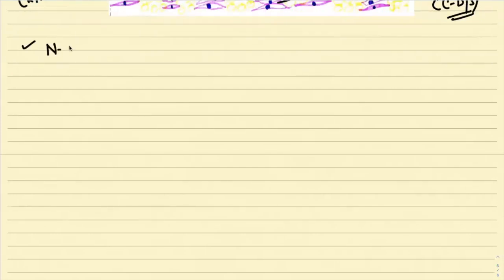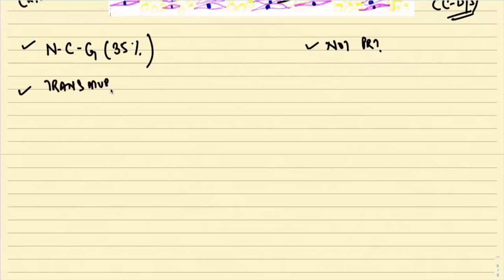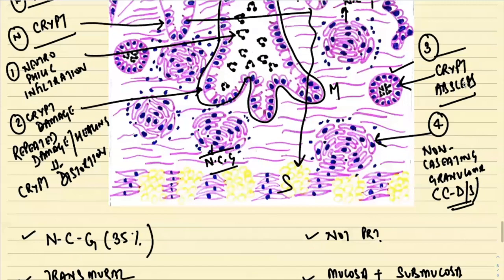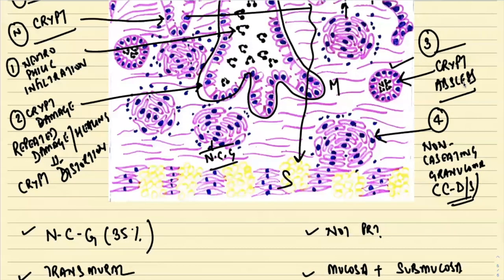So there is a presence of non-caseating granuloma, which is present in 35% of cases of Crohn's disease, whereas non-caseating granuloma is not at all present in ulcerative colitis. The inflammation, as we had seen, is transmural over here, extending through the entire thickness. All the layers, including the serosa, are involved. But over here, just the mucosa and the submucosa will be involved. Other features you will write in both of them: the neutrophilic infiltration, crypt distortion, and crypt abscess are present in both ulcerative colitis and Crohn's disease.